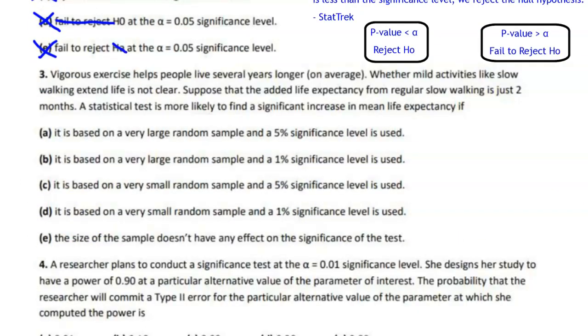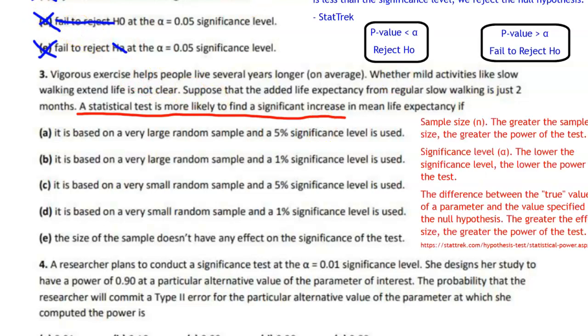Let's take a look at number 3. In this problem, it's talking about a statistical test being more likely to find a significant increase. In other words, it's talking about the strength of the statistical test. Another way to refer to strength of a statistical test is the power. So power is affected by 3 different things. Again, I'm referring to StatTrek for the definition of power. Power is dependent on 3 things.